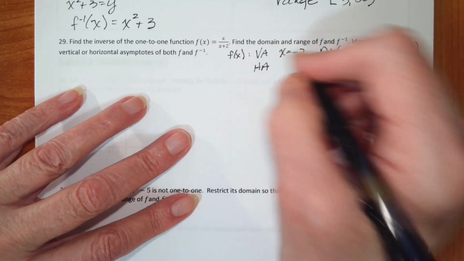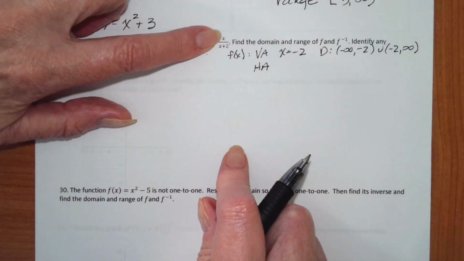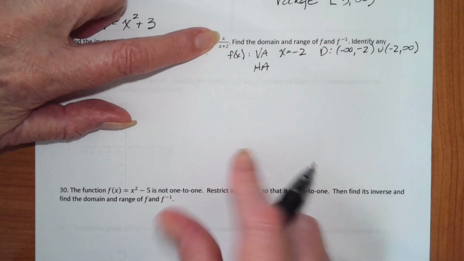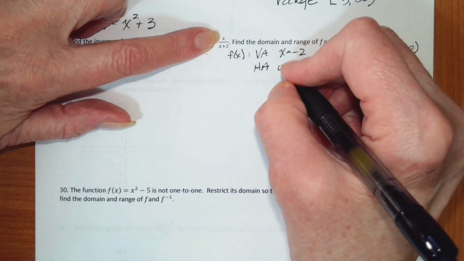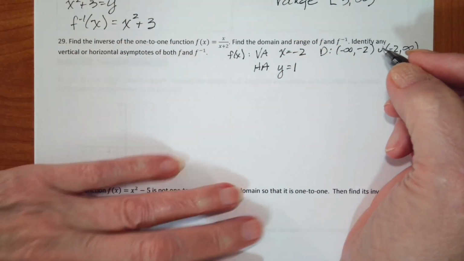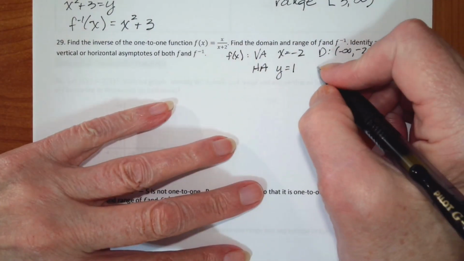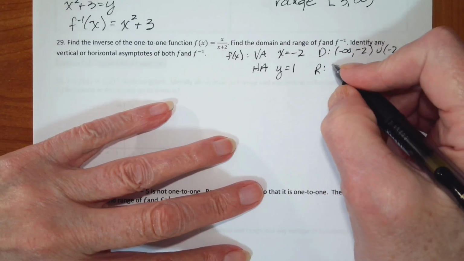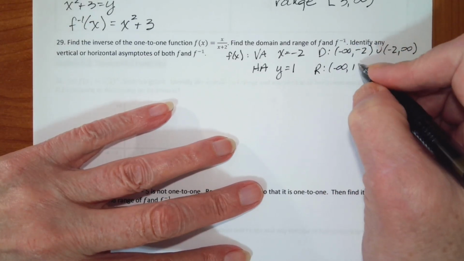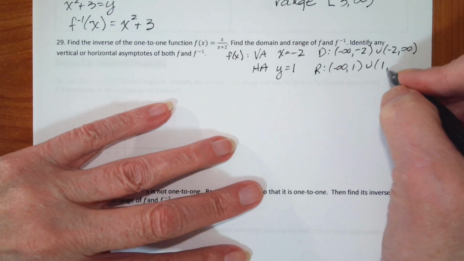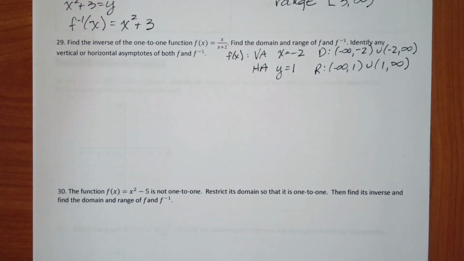I have a horizontal asymptote if I look at my degrees of y equals 1. And this one doesn't cross. So for your range, you're going to have -infinity to 1, and then 1 to infinity. Okay, so hopefully everything else will work out.